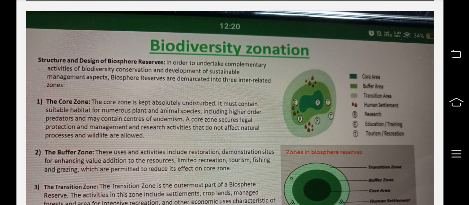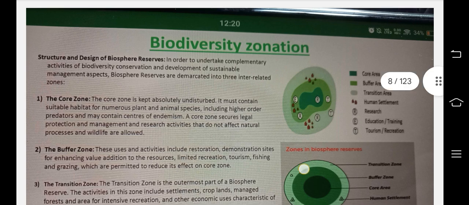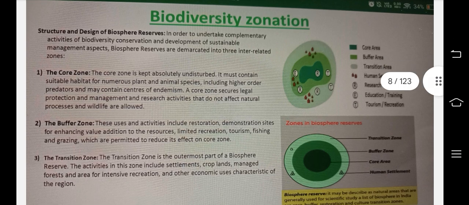Biodiversity zonation. Structure and design of biodiversity reserves. In order to undertake complementary activities of biodiversity conservation and development of sustainable management aspects, biosphere reserves are demarcated into three interrelated zones, like the core zone. The core zone is kept absolutely undisturbed.